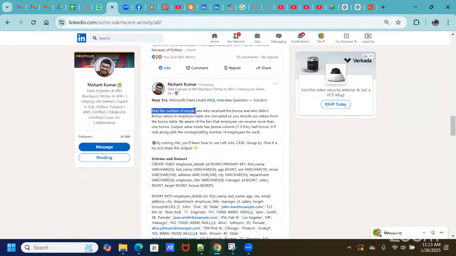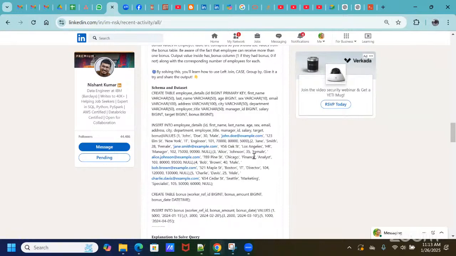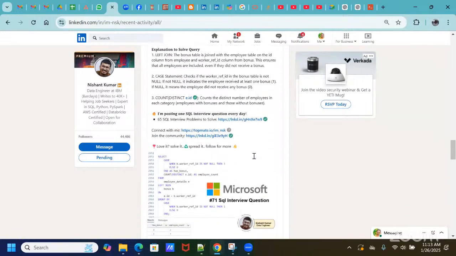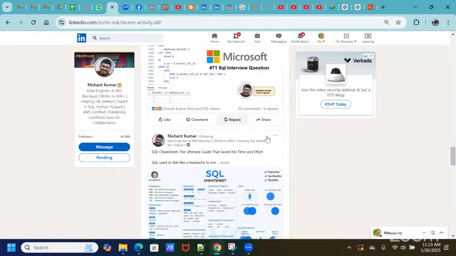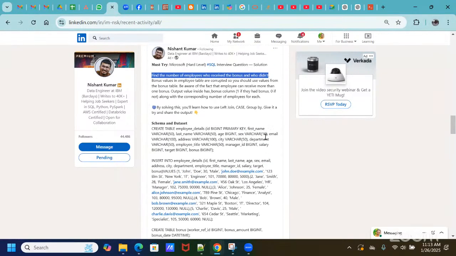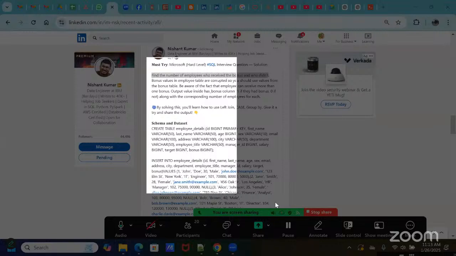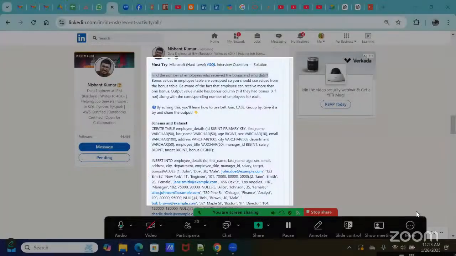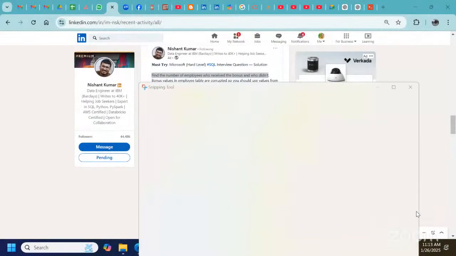Find the number of employees who received the bonus and who did not. How do we know which thing I have to apply? I think I already posted my comment here, but let's see. How do I know which function I have to use? SQL is all about tricks. When this question comes in front of you, how do I know what to do? I have two tables in this particular question.